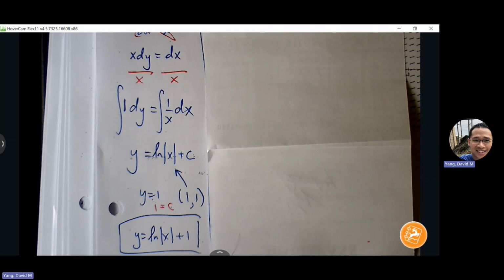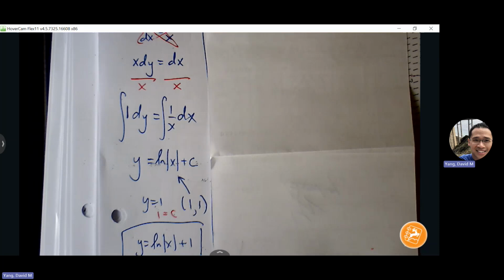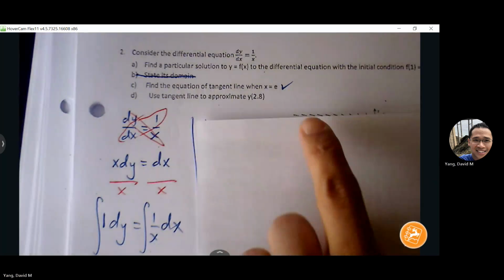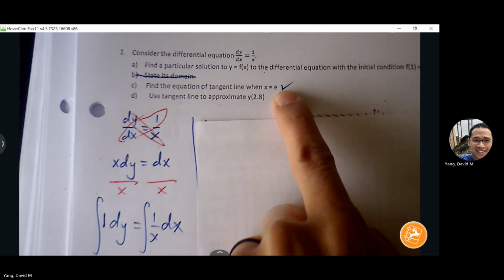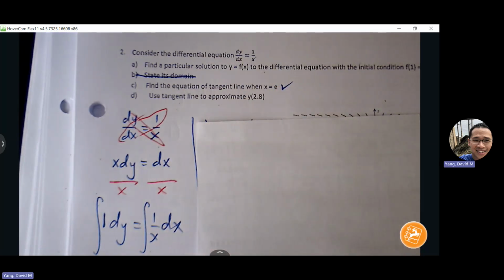Okay, next part, we're going to skip domain. Part C, find the equation of the tangent line with x equals e. So what information do we need to find a tangent line? Slope and what else? Points, right? So do we have information about the point? But do we have the full ordered pair? How can I find the full ordered pair? They're only giving us the x value.